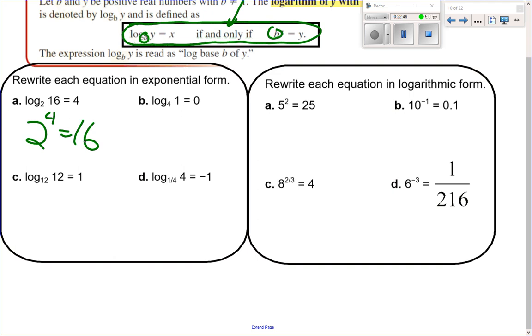Log base 4 of 1 equals 0. Base 4 to the power of 0 equals 1. And notice that these are both true statements. 2 to the 4th is 16. 4 to the 0 is 1.